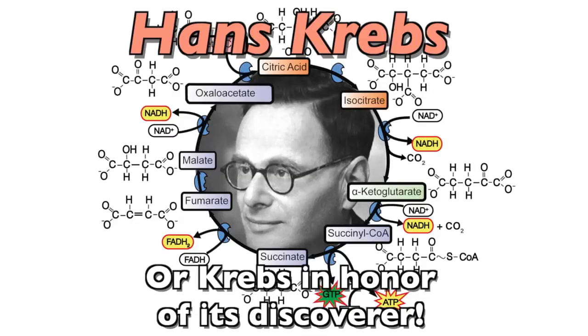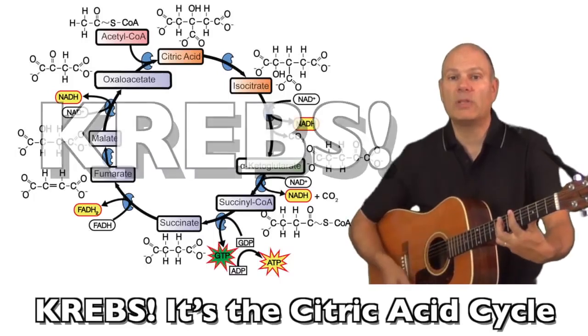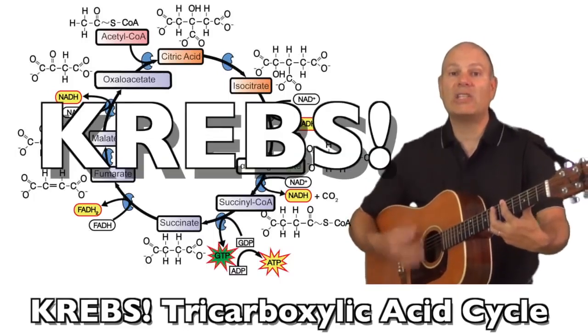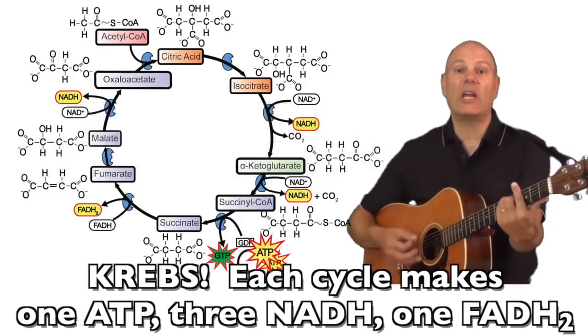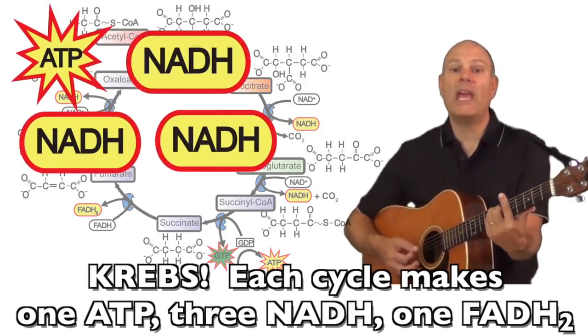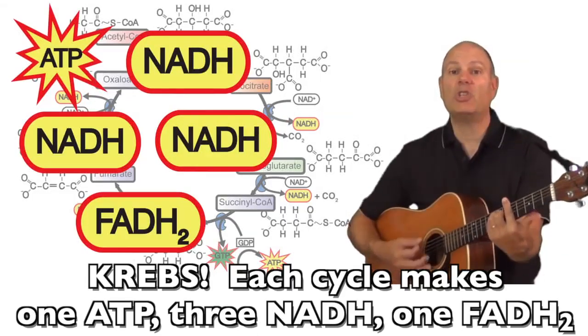Krebs, in honor of its discoverer, Krebs. It's a citric acid cycle, Krebs. Tricarboxylic acid cycle, Krebs. Each cycle makes 1 ATP, 3 NADH, 1 FADH2.